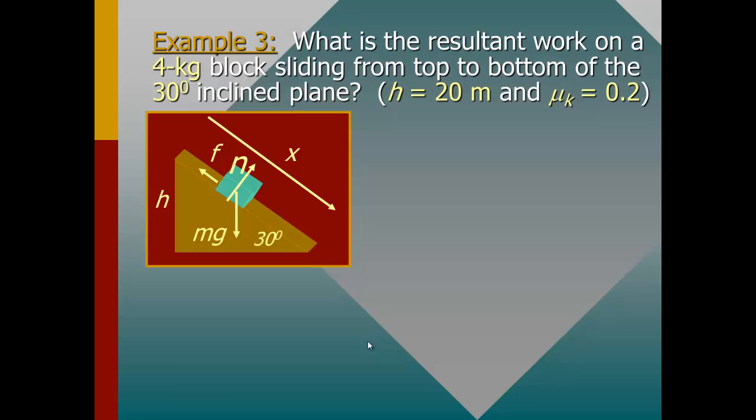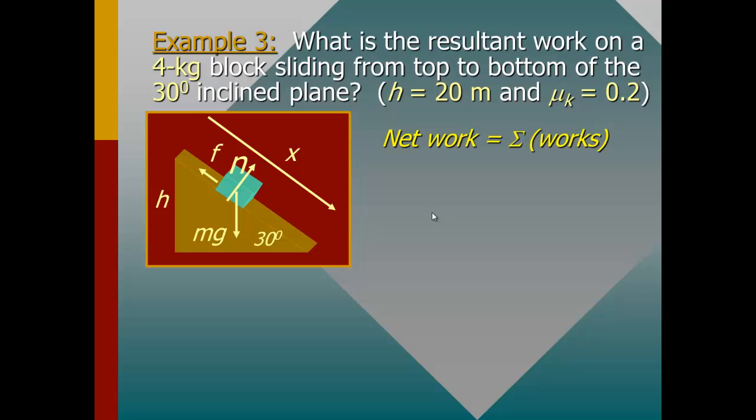How about our famous block on an incline? What is the resultant work on a 4 kilogram block sliding from top to bottom of the 30-degree inclined plane? So here they give us h is 20 meters and mu sub k is 0.2.